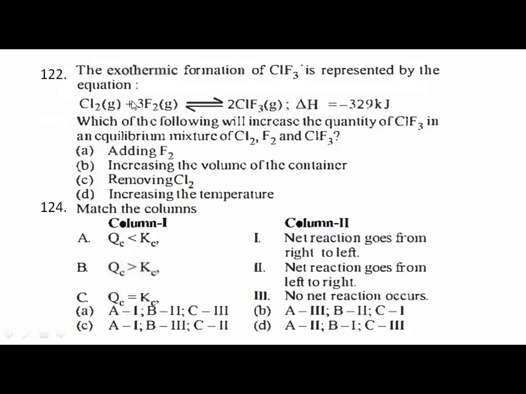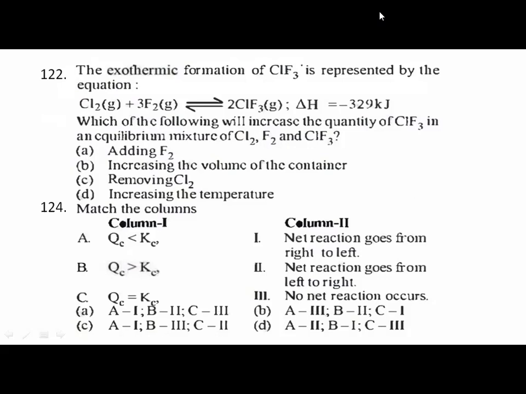When will the forward reaction be favored? When you increase the concentration of both the reactants, first case. And since the reaction is exothermic, when you decrease the temperature, the reaction is favored in the forward direction. Correct? Here ΔH is minus 329 kilojoules, so it is exothermic. So according to Le Chatelier's principle, lowering of the temperature or addition of F2 or Cl2 favors the forward direction, hence the product formation of ClF3. The correct option is option A.